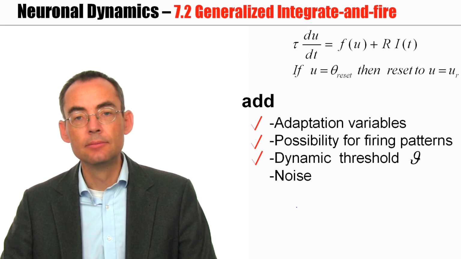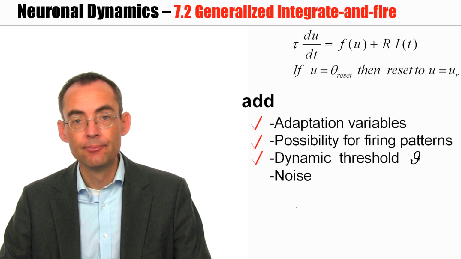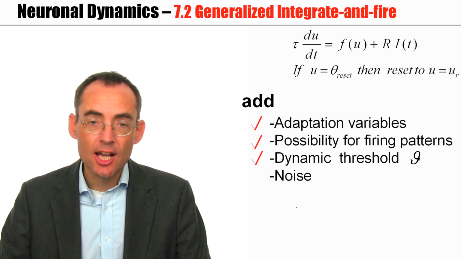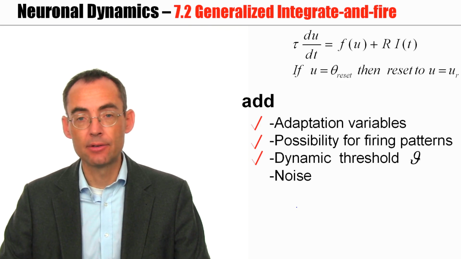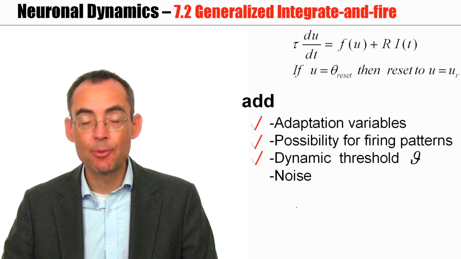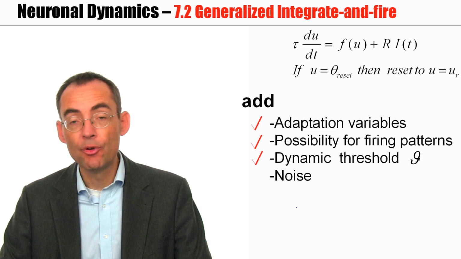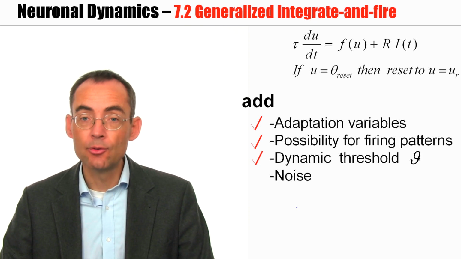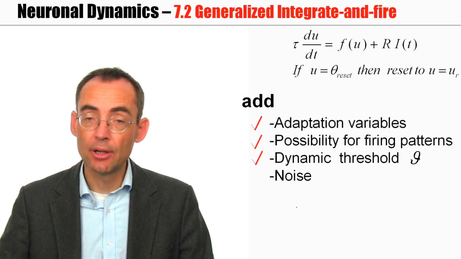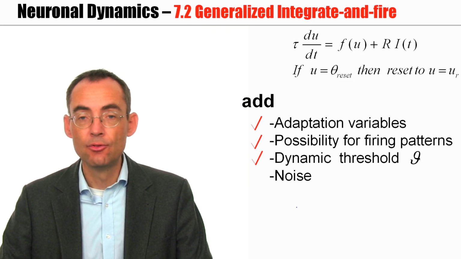Let's summarize. We can start with the exponential integrate-and-fire model and add one or several adaptation variables. And suddenly, we are able to account for a whole variety of different firing patterns in response to step current input. So, our neuron model is now very flexible, but it's still a deterministic model. We should also account for noisiness, for variability in spike trains. And that's what's going to come in the next few lectures.